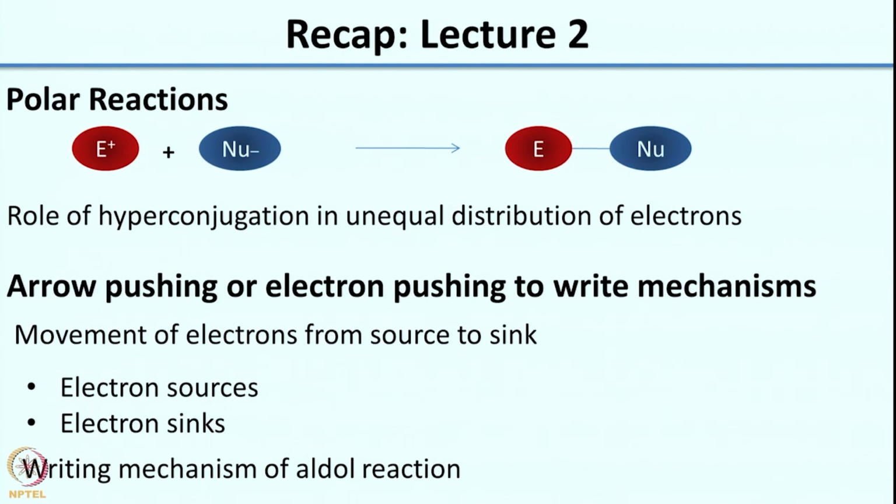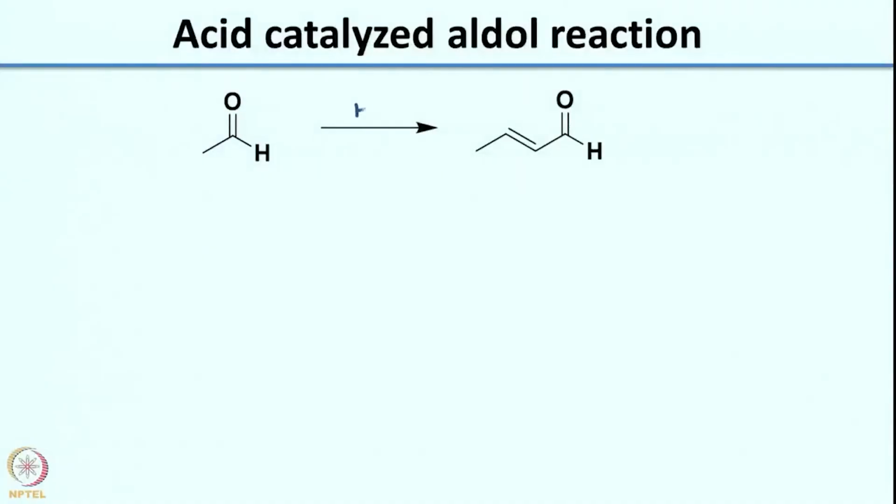Then we had also looked at actually writing mechanisms by arrow pushing or electron pushing, and how to move electrons from electron sources to electron sinks, and I had given you examples of different types of electron sources and different types of electron sinks, and we had stopped by writing the mechanism for the aldol reaction. Before stopping, I had asked you to work out two problems. One is the acid catalyzed aldol reaction, and I told you the medium is very important. We had looked at the aldol reaction which is base catalyzed. Now we are going to look at the acid catalyzed aldol reaction.